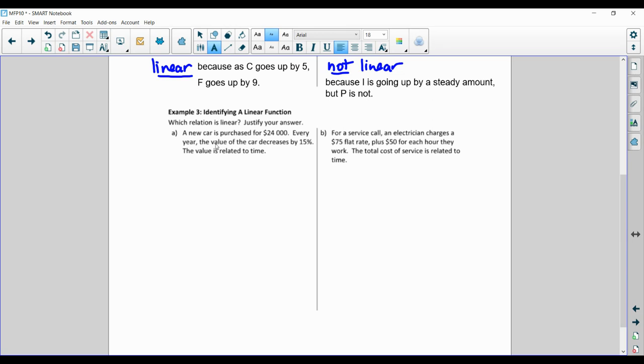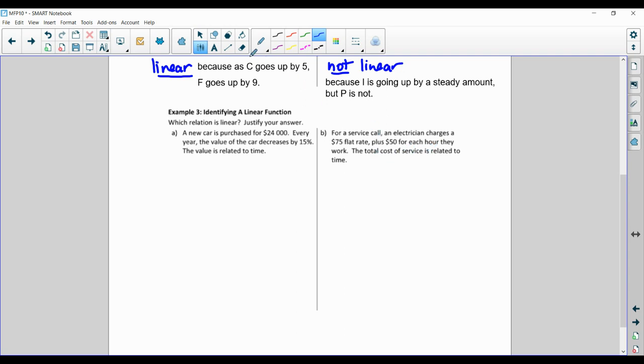Okay, example 3, identifying a linear function. Which one is linear? Justify your answer. So one of these is and one of these isn't. What's tricky is they both seem to be linear when you read them. Okay, so the first one talks about a new car is purchased for $24,000. Every year, the value of the car decreases by 15%. The value is related to time. Okay, B, for a service call, an electrician charges a $75 flat rate plus $50 for each hour they work. Okay, the total cost of service is related to time.